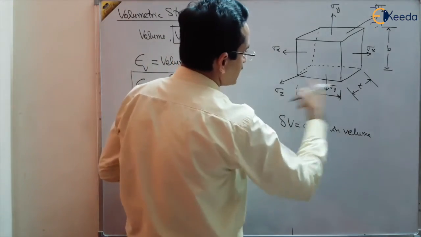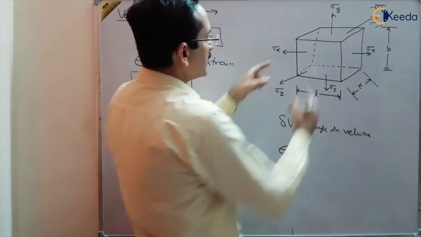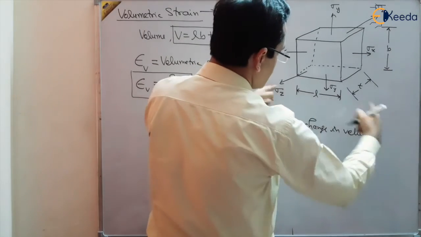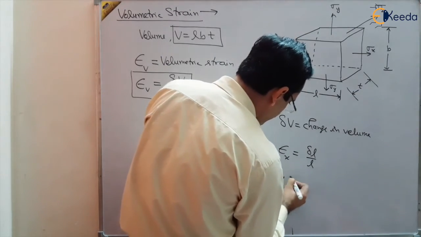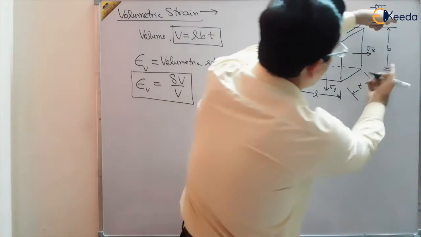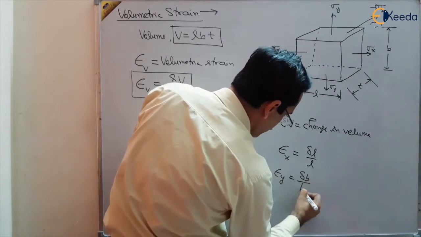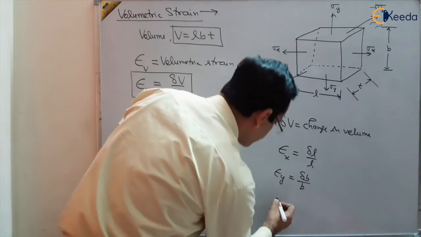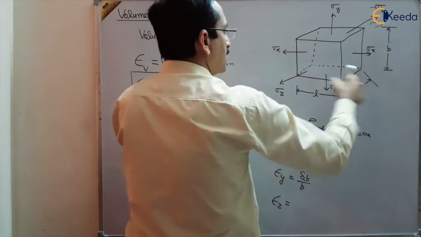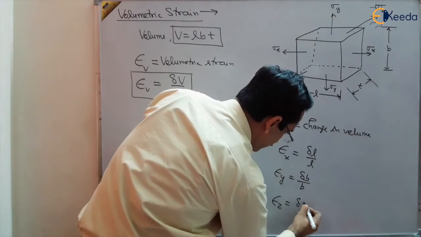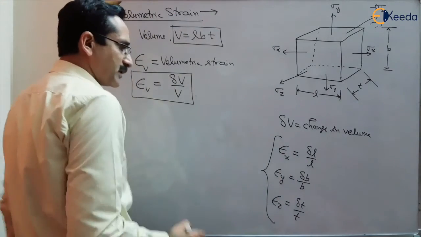So in X direction, what is strain in X direction? Because length is in X direction, this is delta L upon L. Strain in Y direction, we have the length B, so change in B per unit B, this is the strain in Y direction. And what is strain in Z direction? Z direction is T, thickness T, so this is delta T upon T. These are the 3 strains in 3 directions, X, Y, Z.